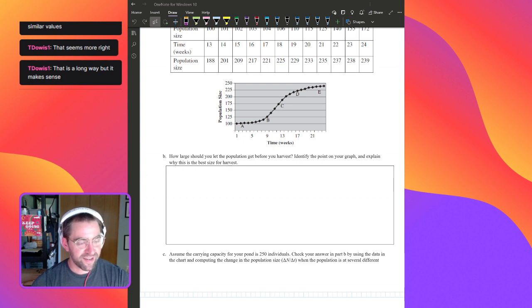Note our change in delta N. Our change in the number of individuals per unit time is the measure of the rate of change, that is production of individuals in the population. When we graph N versus t, the slope corresponds to delta N over delta t.